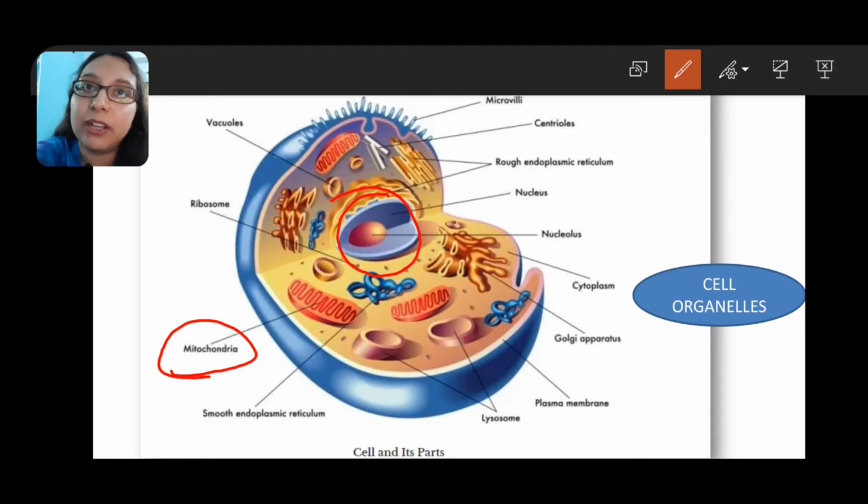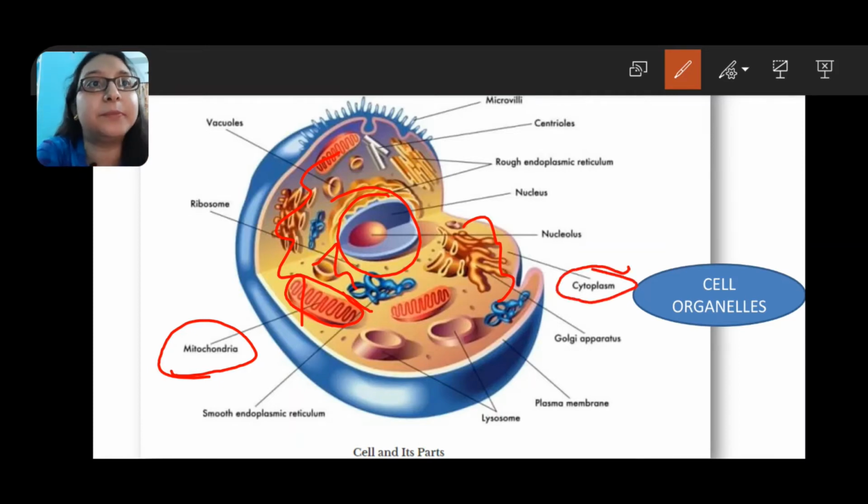This mitochondria is the powerhouse of the cell. That is, it provides energy for the body functioning, and that is why it is also known as the powerhouse of the cell. Now next we move on to the cytoplasm. The cytoplasm is a jelly-like structure which is present throughout the cell, but it is not present within the nucleus. Okay, this is the cytoplasm.